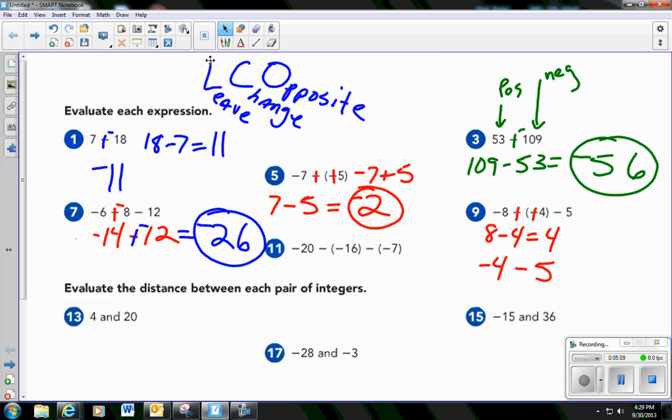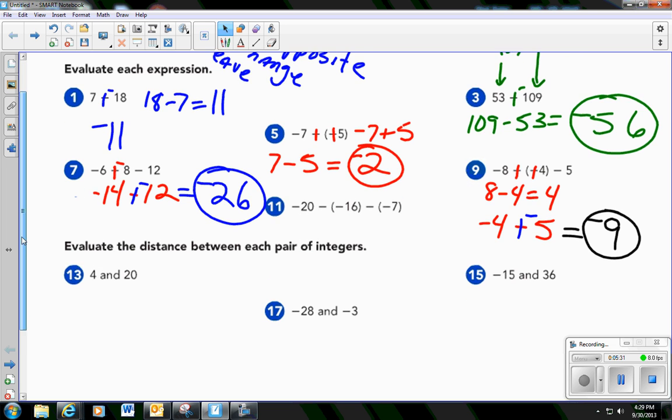Another subtraction problem, so we do leave, change, opposite again. Now we have same signs, 4 negatives plus 5 negatives. So when they have the same signs, we add them together and get 9, and they're both negative, so negative 9. 4 negatives plus 5 negatives would give us 9 negatives.